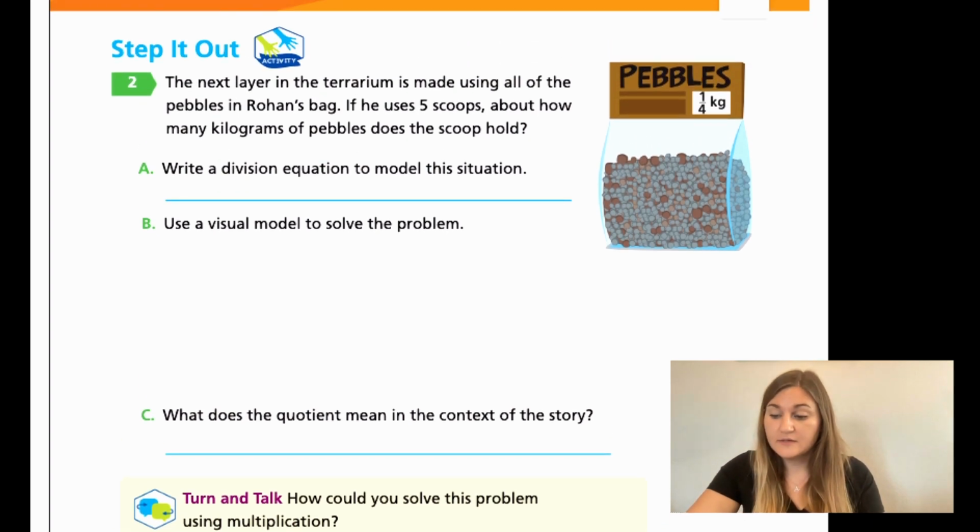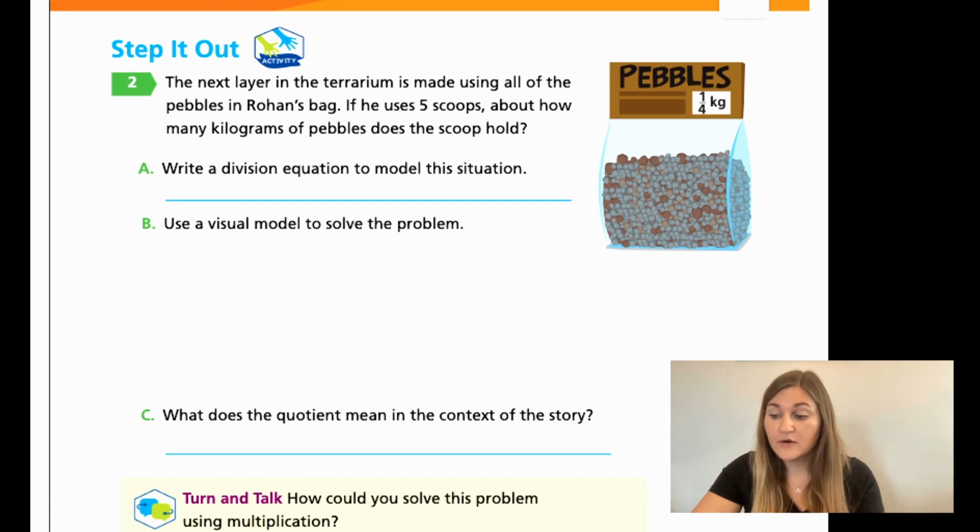We have Step It Out, number 2, says the next layer in the terrarium is made using all of the pebbles in Rowan's bag. If he uses 5 scoops, about how many kilograms of pebbles does the scoop hold? So if you look over to the right, we have a picture of a bag of pebbles and it says 1/4 kilograms. And he uses 5 scoops to empty that bag. So how big is that scoop? How much weight of the pebbles is it holding? And we are doing weight because it is kilograms.